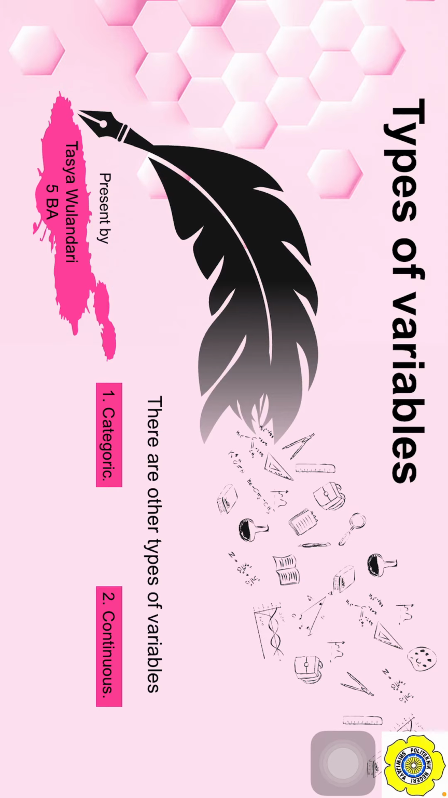Here I would like to present to you the types of variables. There are two types of variables that we will meet in doing research. The first is categoric and the second is continuous. But before telling you more about the types, I will tell you what the meaning of the variable itself is.